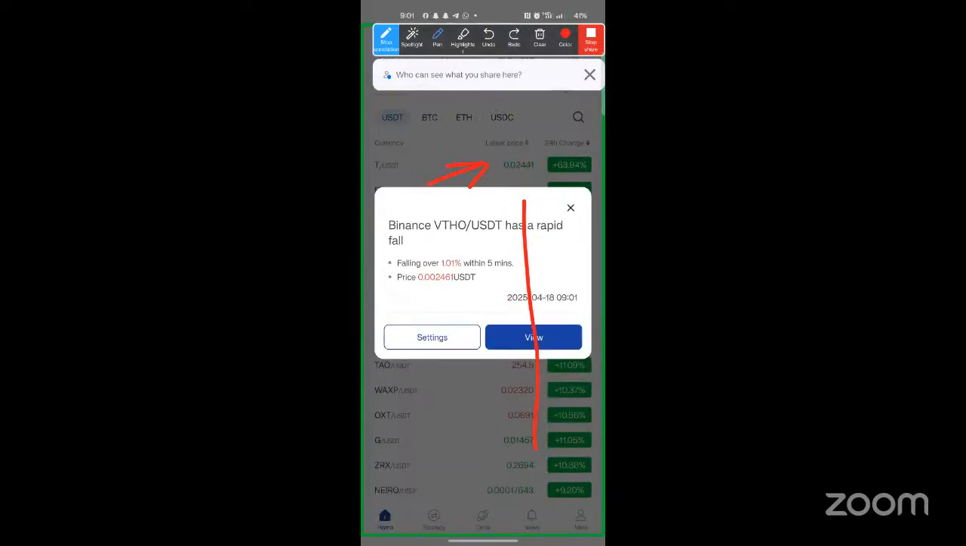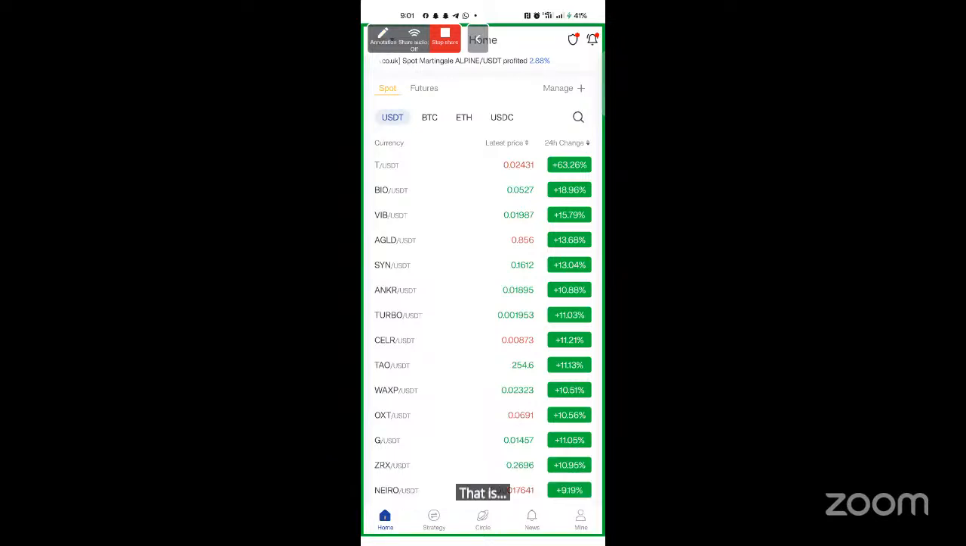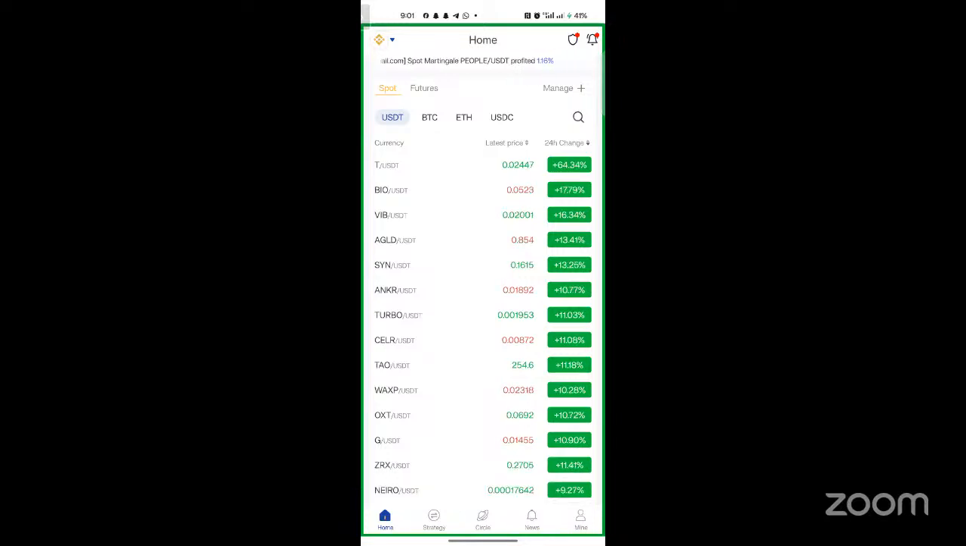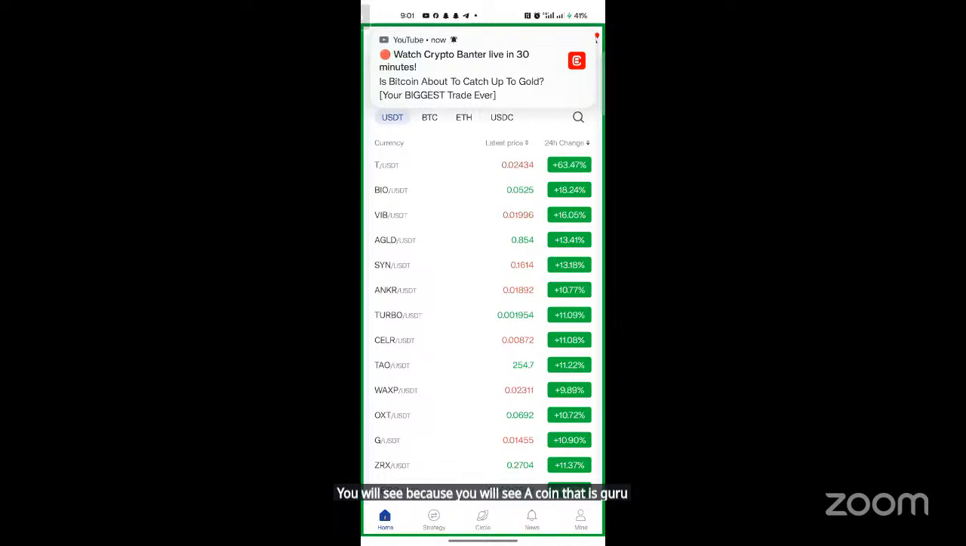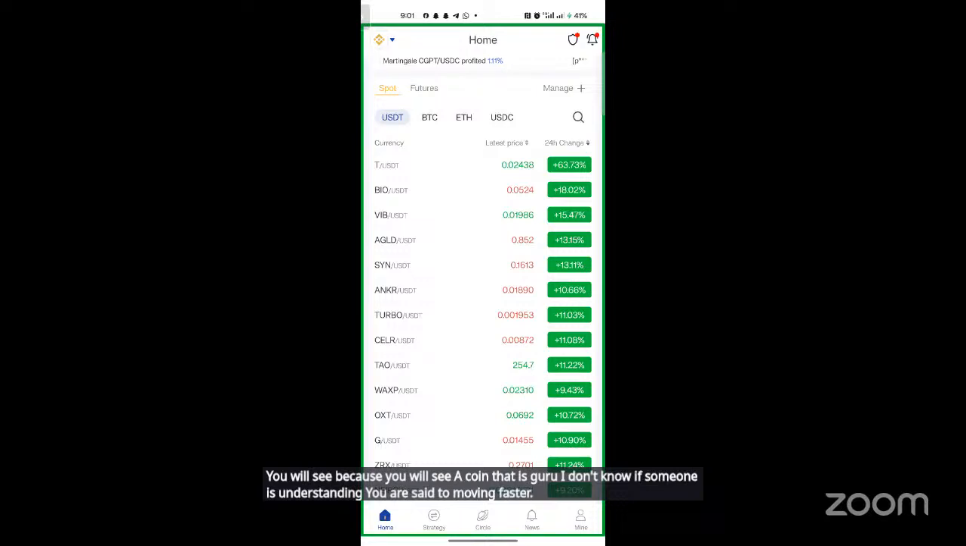So you see, when you come here, you can notice a coin that is moving more positive. I'm teaching you tricks: a coin that is moving faster. So you just spend a few minutes. You see how these percentages are changing. Are you understanding? A coin that is good, you will see it moving faster.